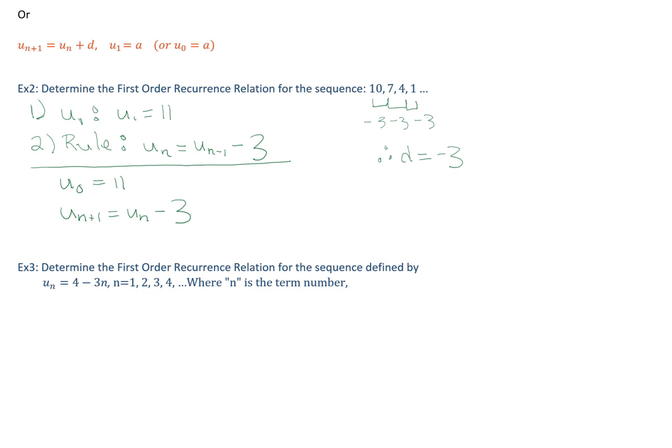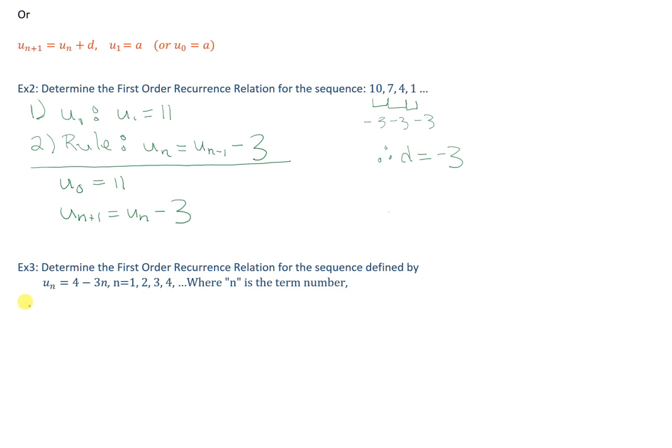Instead of being given the sequence explicitly, I'm given it in terms of a different type of formula. So here, determine the first order recurrence relation for the sequence defined by UN is 4 minus 3 times n. Now notice here it's just n, the term number. It's not UN minus 1. It says for n equals 1, 2, 3, 4, and so forth, where n is the term number. So to get the first term, I'm going to put 1 in for n and simply evaluate that. To get the second term, I'll put 2 in for n and so forth. That'll generate my sequence, and then from there I can do exactly what I did in example 2.